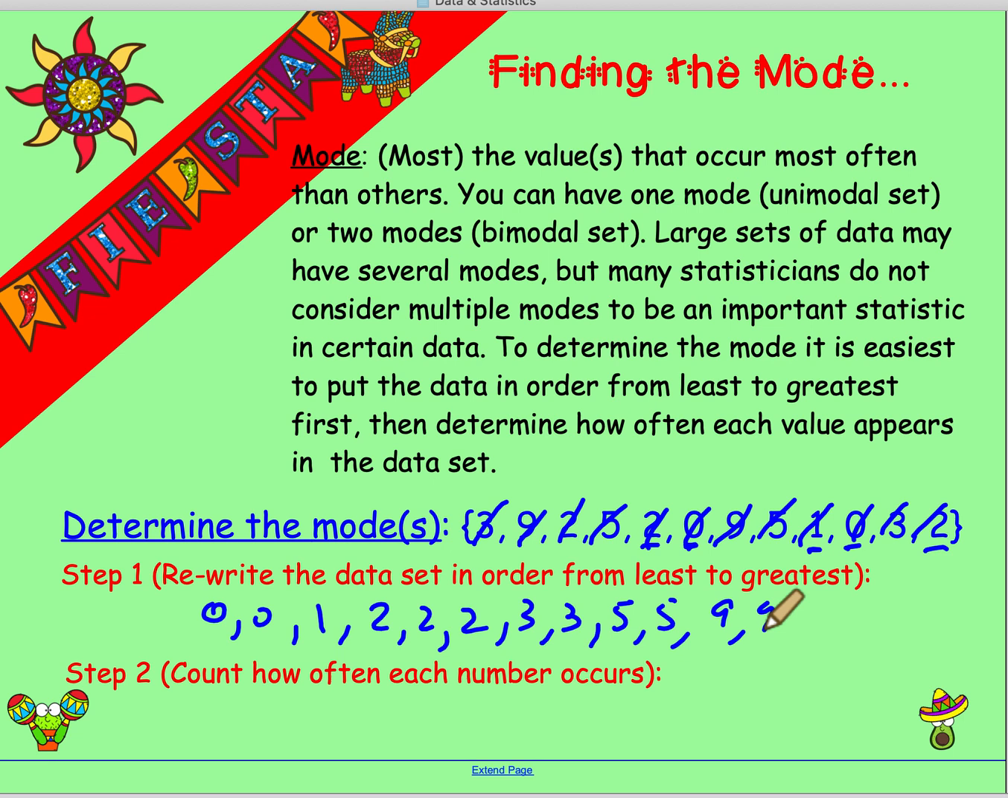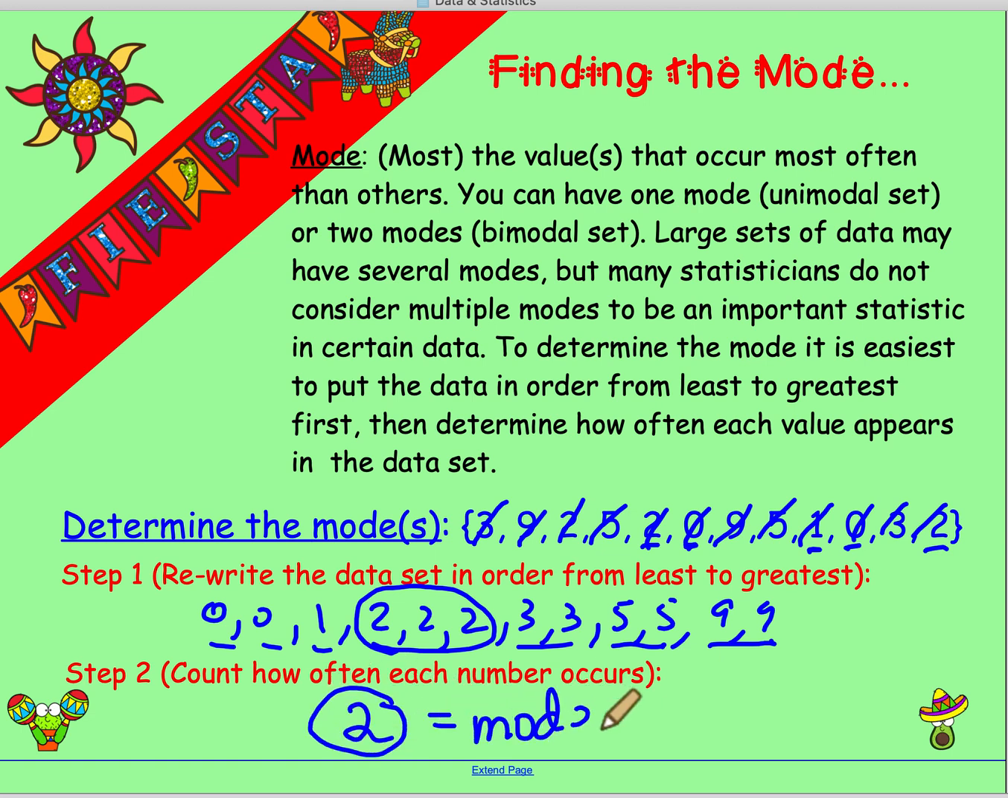Okay, so if I was going to say how often each number is coming, I have 0 appeared twice, 1 appeared once, 2 appeared 3 times. So even though 0, 3, 5, and 9 are all appearing twice, the 2 appeared more often than any other number. So this is unimodal, and 2 is definitely going to be the mode.